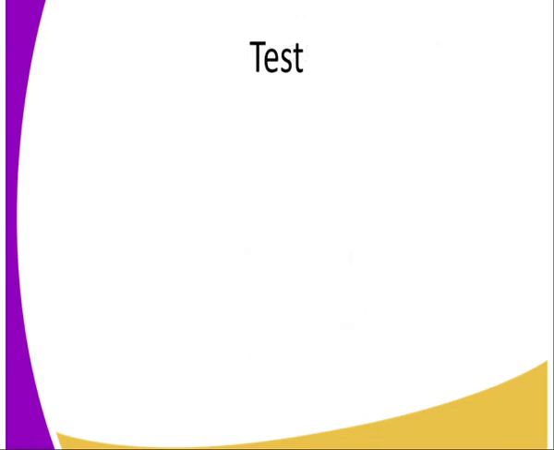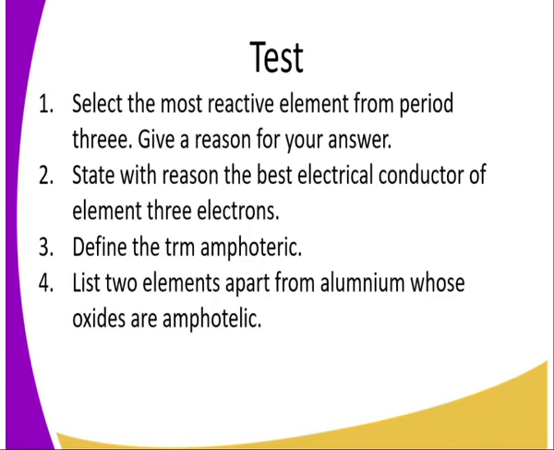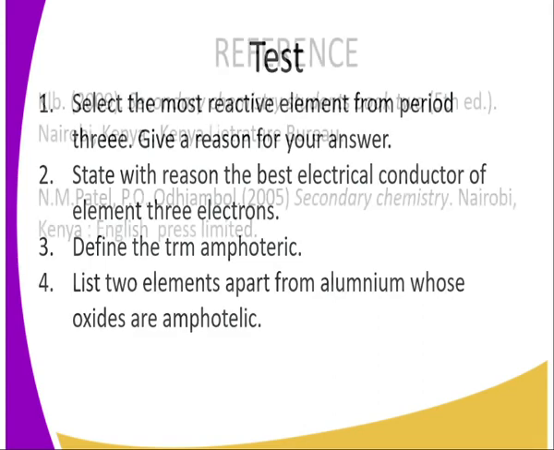Now, did we get to understand the concept of this lesson? State or select the most reactive element from period 3. Give a reason for your answer. State with reason the best electrical conductor of the elements in period 3. Now, define the term amphoteric and list two elements apart from aluminium whose oxides are amphoteric.